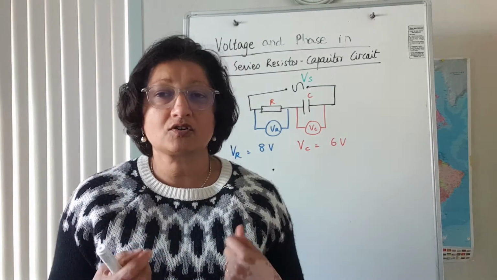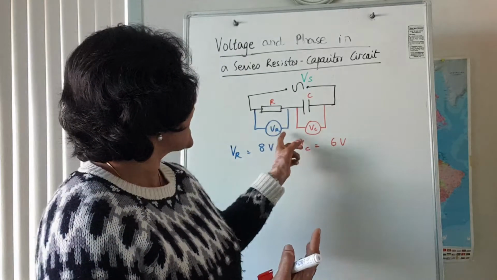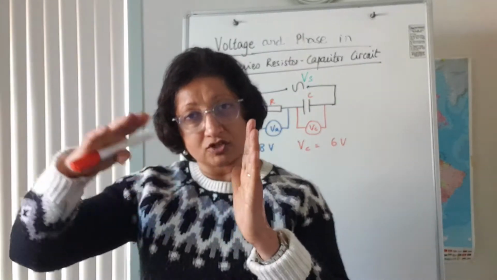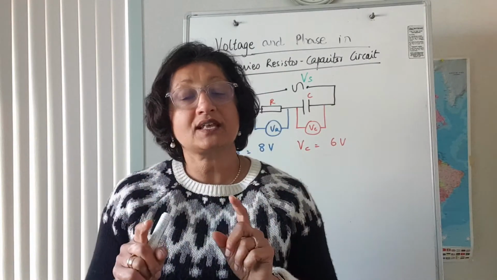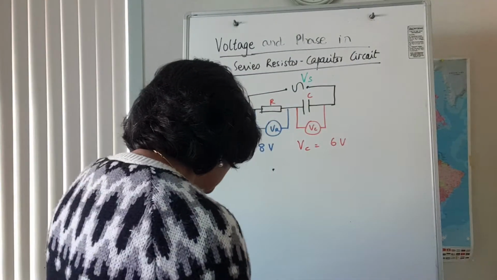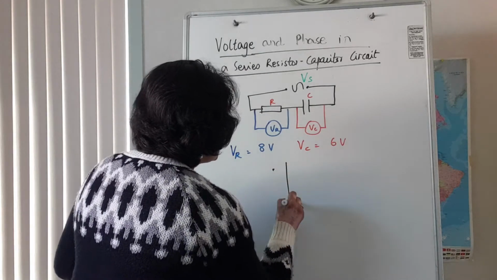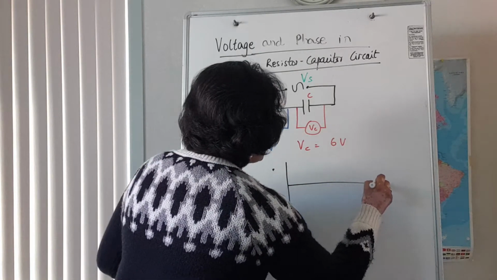If you have what's called a dual trace oscilloscope, which is a gadget where you can get a trace of voltage against time, and you get two sets of traces at the same time, you see that they're out of step. This can be represented by drawing a voltage against time graph.